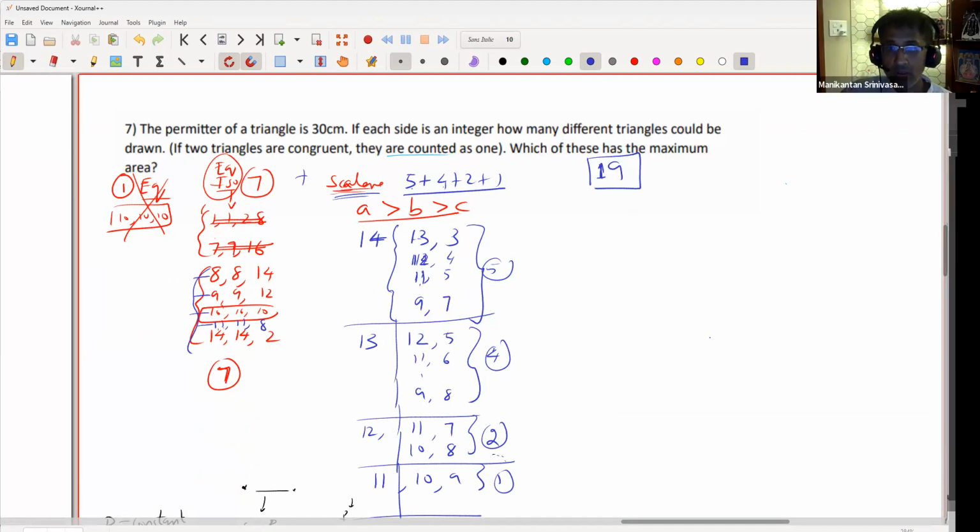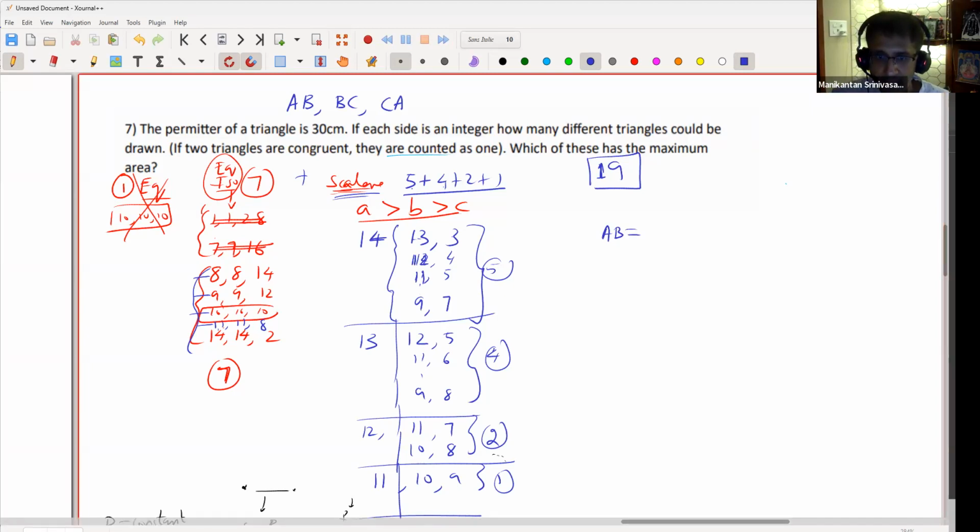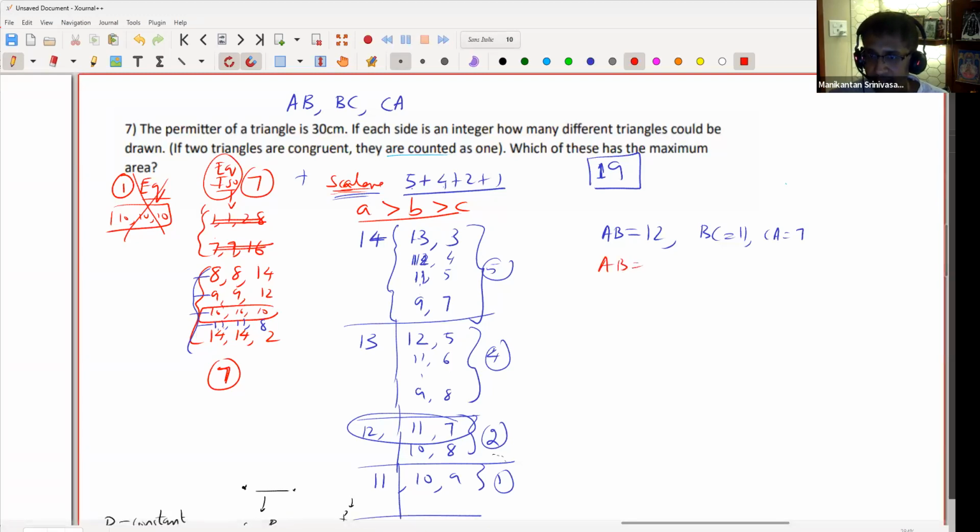Okay, now let me give an extension to this same problem. Suppose I call the triangle AB, BC, and CA as 3 different sides. Let's take some random example, where it's 12, 11, and 7. AB is 12, BC is 11, and CA is 7. In another situation, suppose AB is 11, BC is 7, and CA is 12.